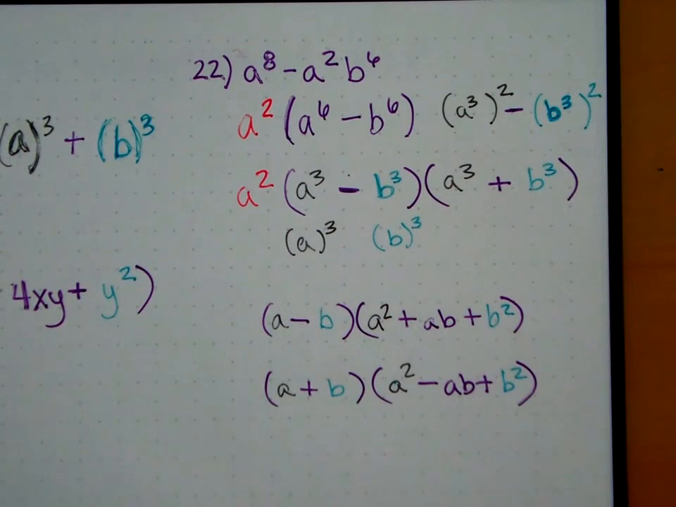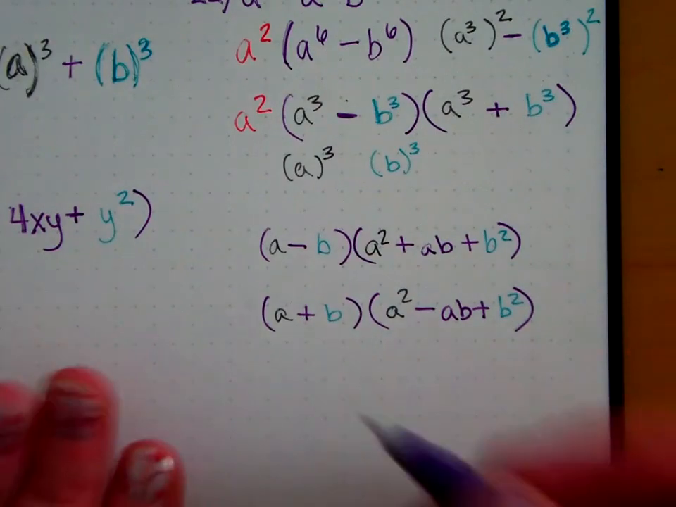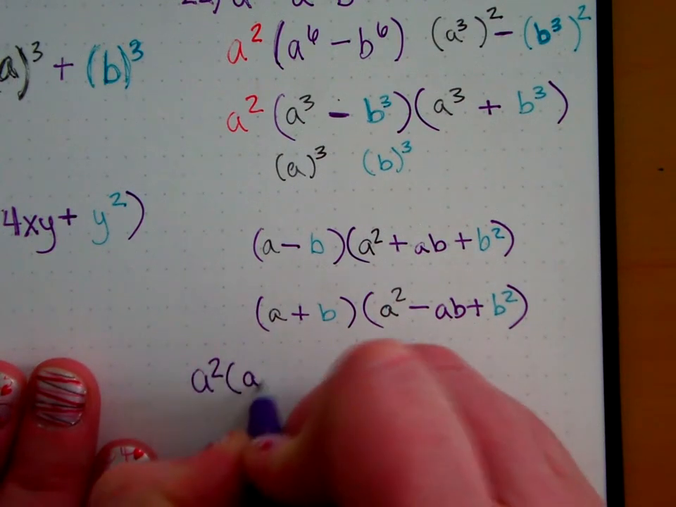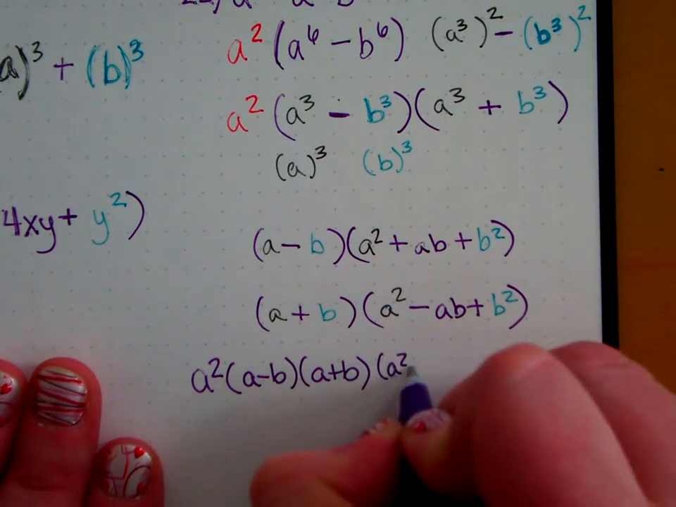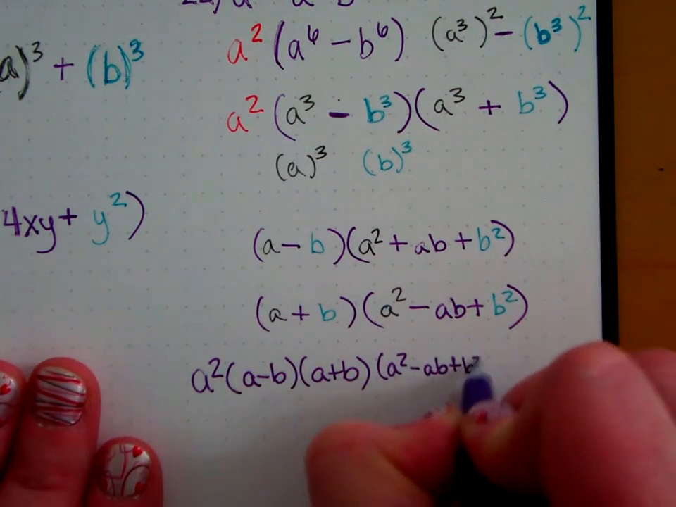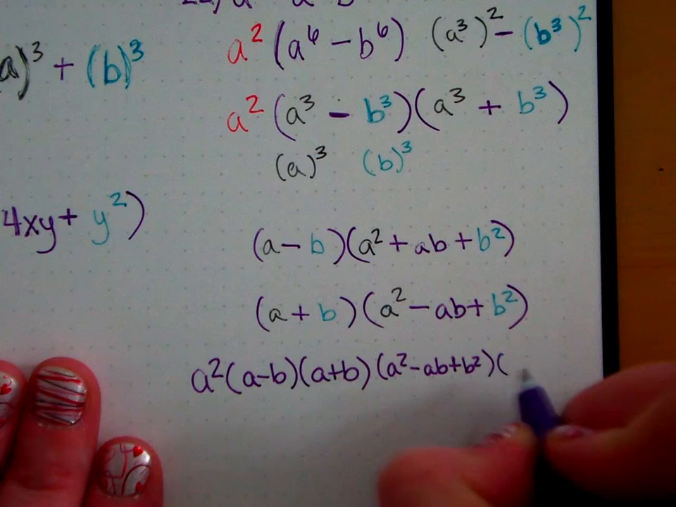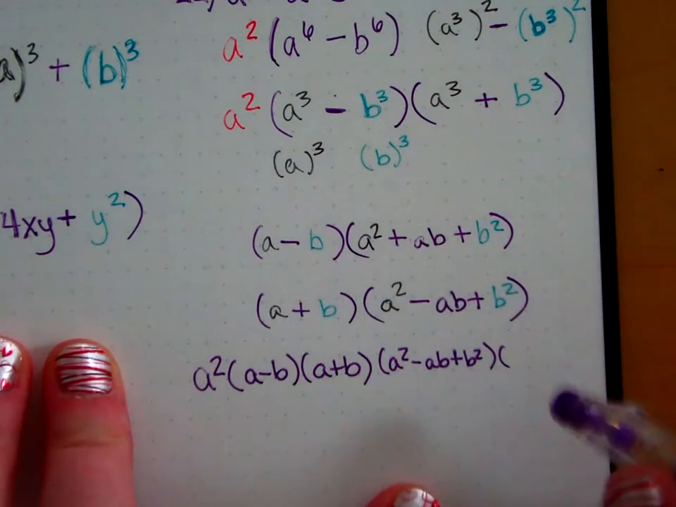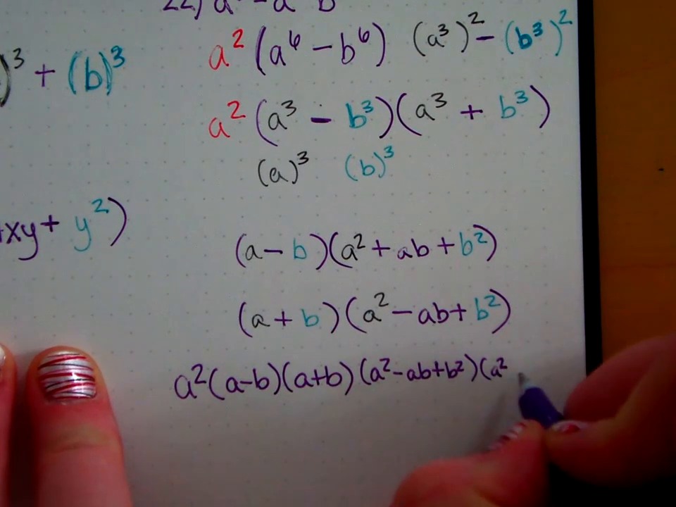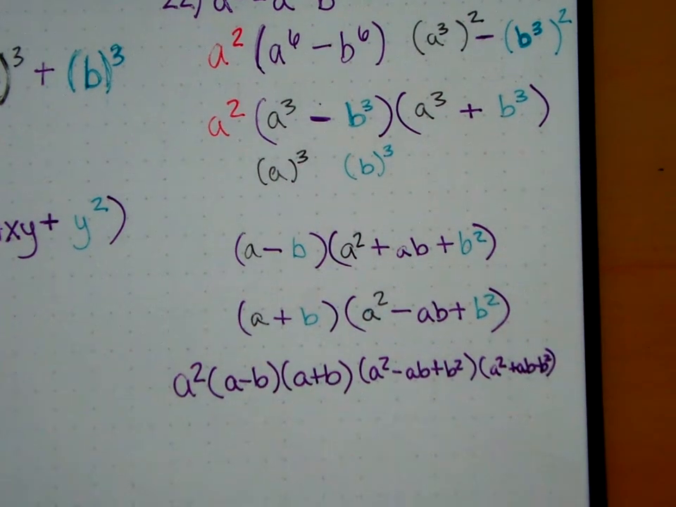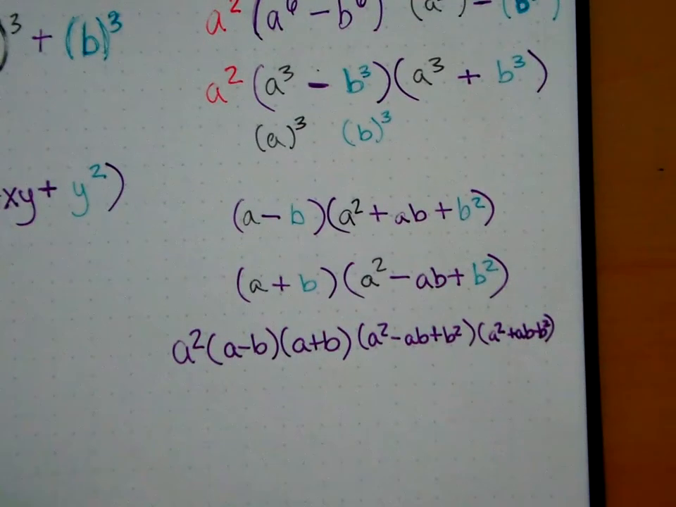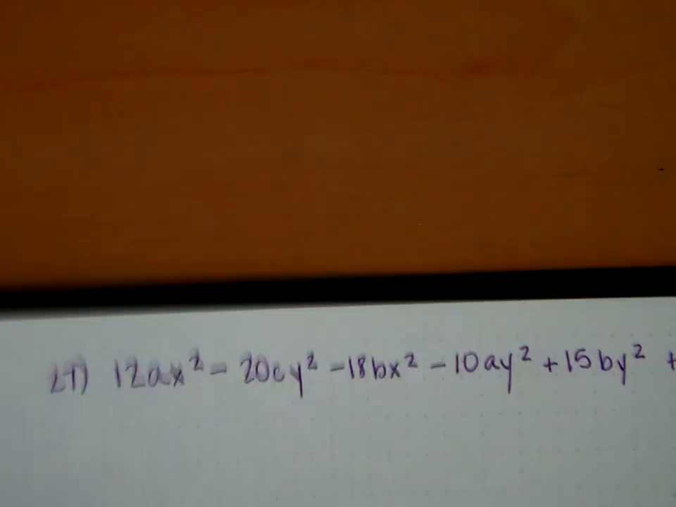Now, these four parentheses and that a squared are all times each other, so my final answer, I'm going to write it out all in purple, would be a squared times a minus b, a plus b, just taking those two down, a squared minus ab plus b squared, and then I'm not going to be able to fit that on that line. Let's see. We'll try. A squared plus ab plus b squared. There. It's really small. I want to be able to scan it, so I hope that pulls up when it scans. So, with that, that's 21 and 22. Now, 27.